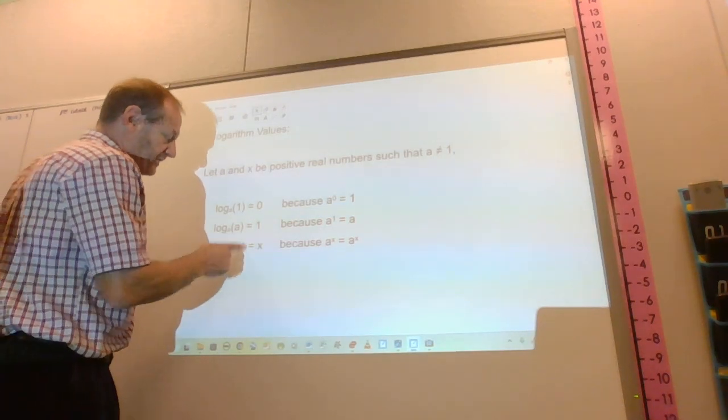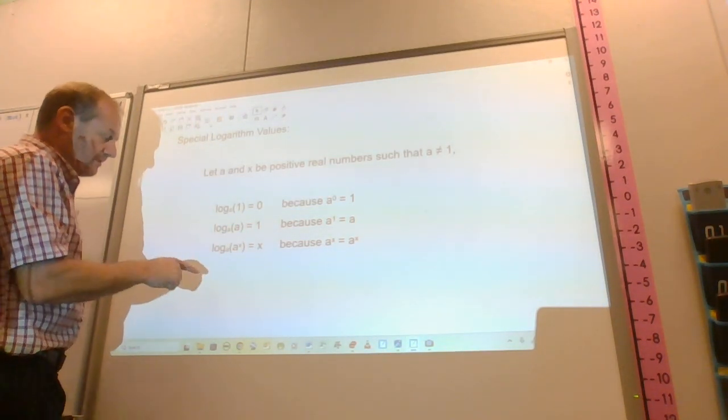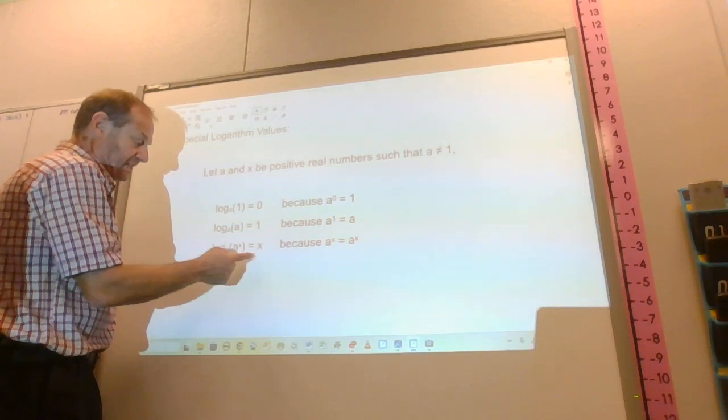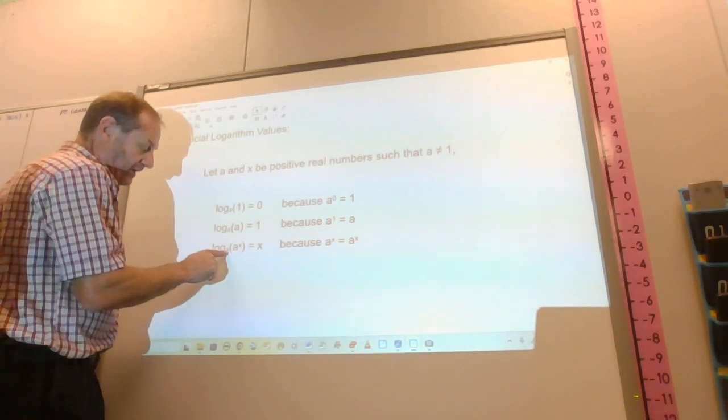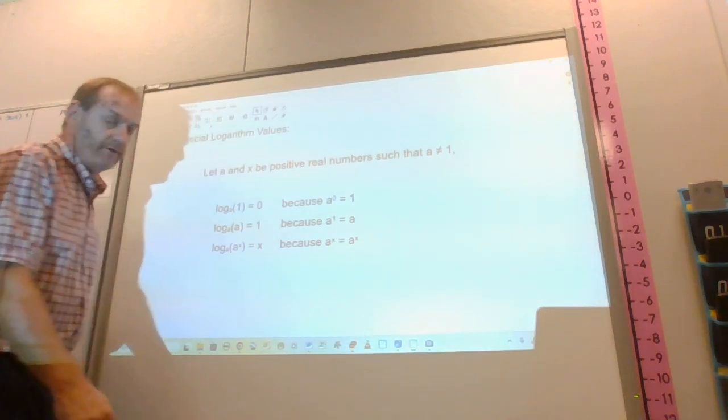These two are pretty obvious to most people. This one kind of throws people a little bit, but it makes sense. The log base a of a to the x is x. Why? Well, a to the x power is a to the x power. Boom, done. Easy.